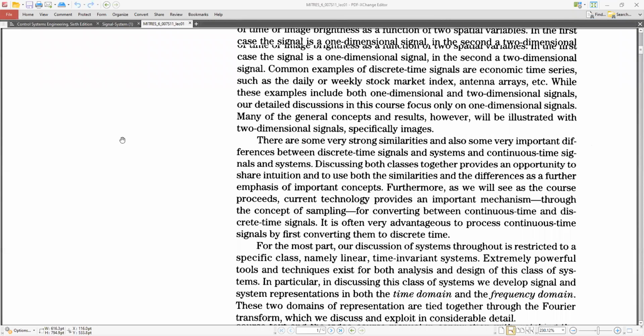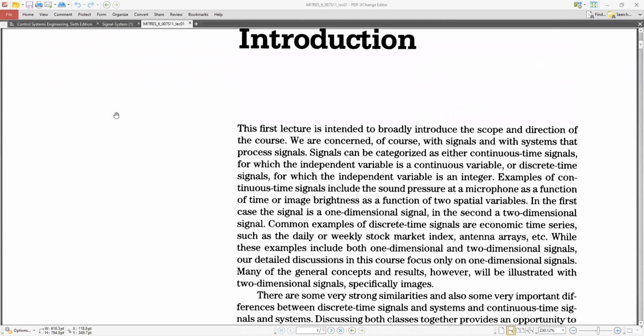Okay, so first of all, let me share some PDF. Okay, some basic things. First of all, I'm sharing a screen. Today I'll show you some basic things, the basics of the signal system.